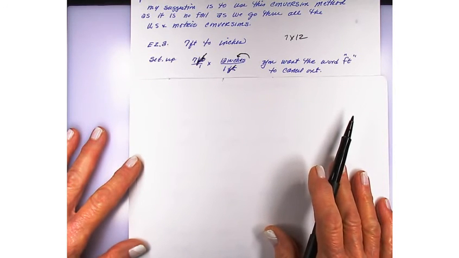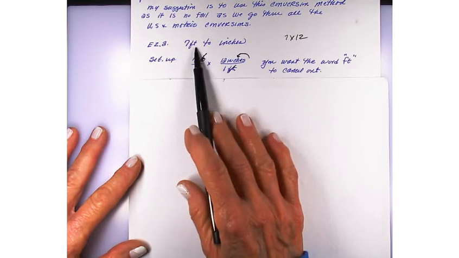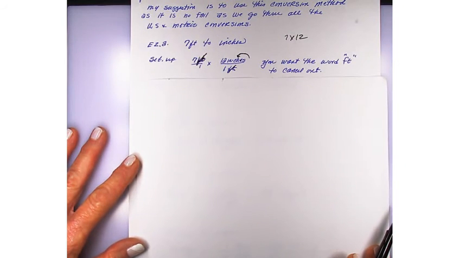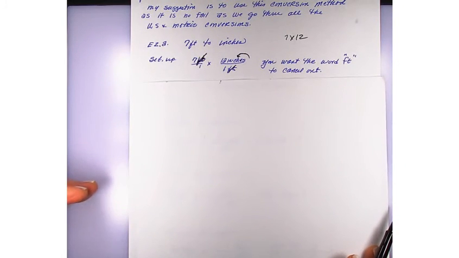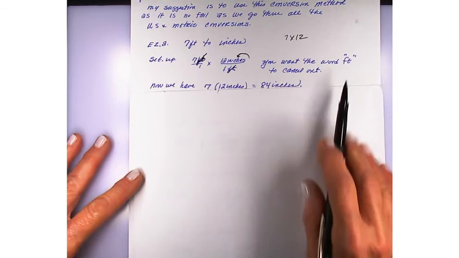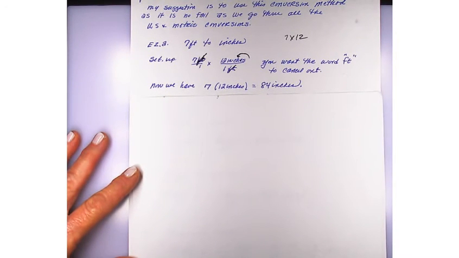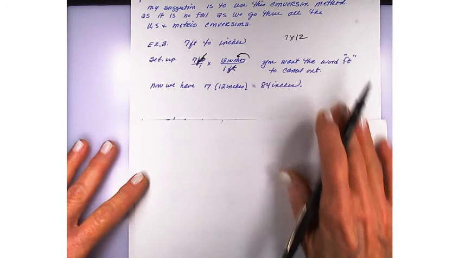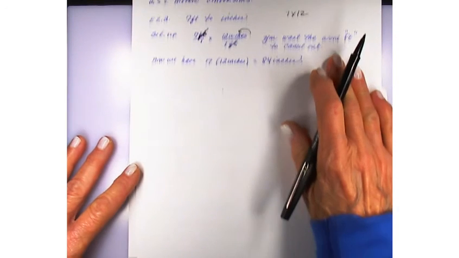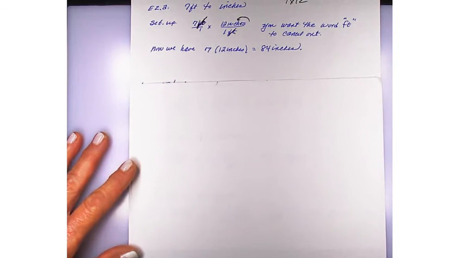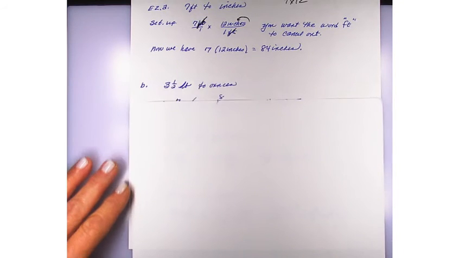So I want to go from feet to inches. Always start with something that you know the answer to. So we wanted the word foot to cancel out, and we got 84 inches. So some of you might be saying, oh, why are you making this so hard? Well, it's going to pay off as soon as we get to the other conversions that are more challenging.